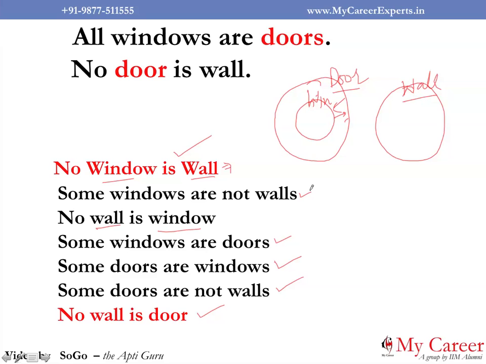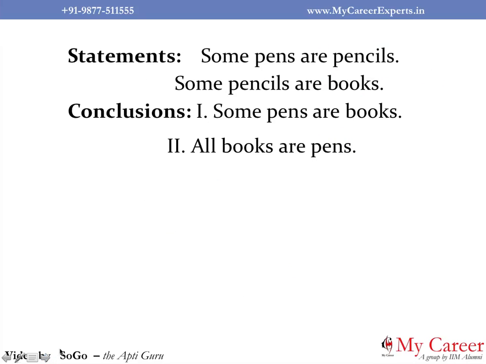In an examination, you are not supposed to look at all the conclusions. You have to just see the conclusions which are given in your statement. If both of them are true, you mark E as your answer. Let's move to the next question. Just take some time to try out this question. You may pause the video and try out the question.